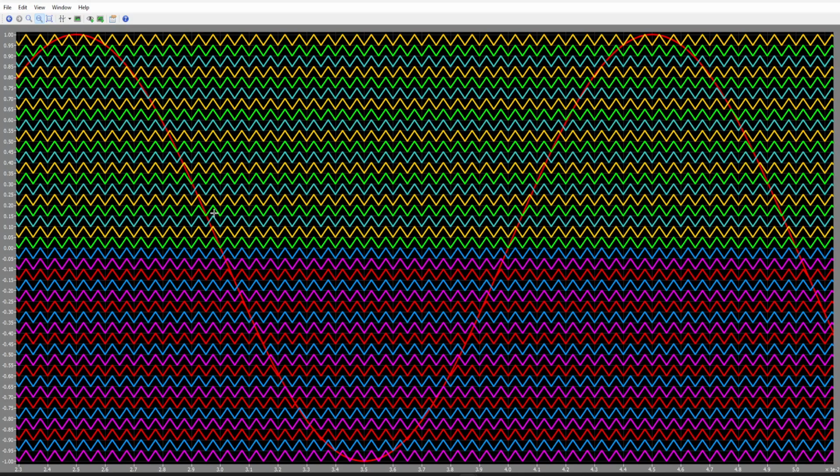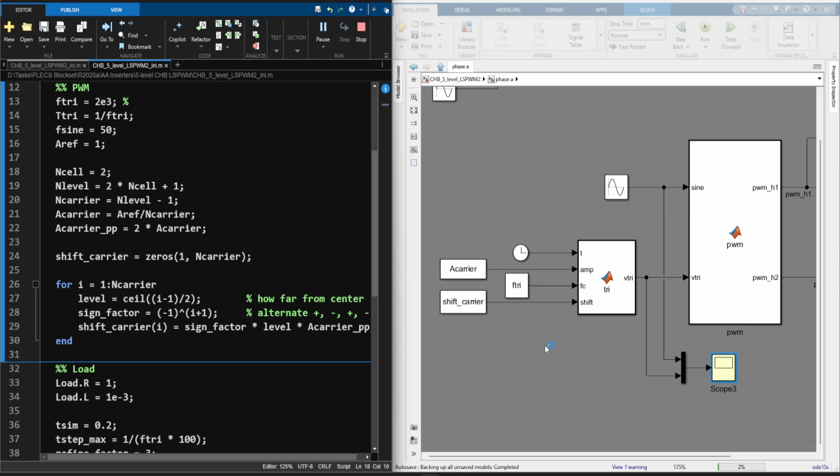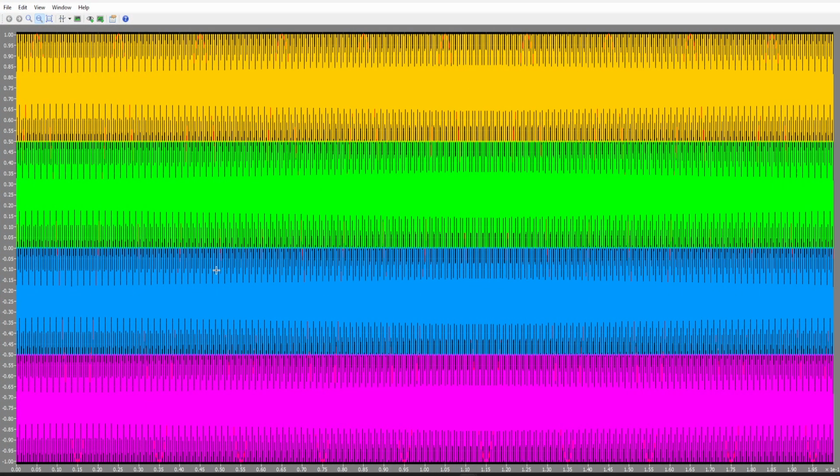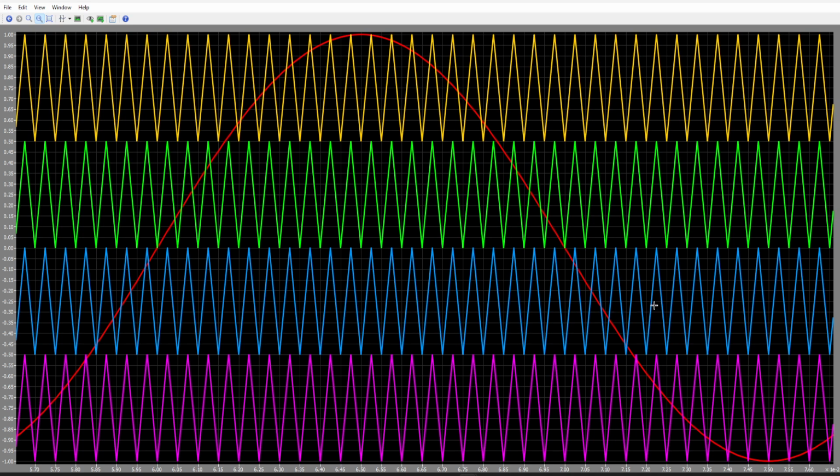I want to do an even higher level of voltage generation, but let's go back to our original set here, 2, and rerun again. So here we have the original PWM generation.